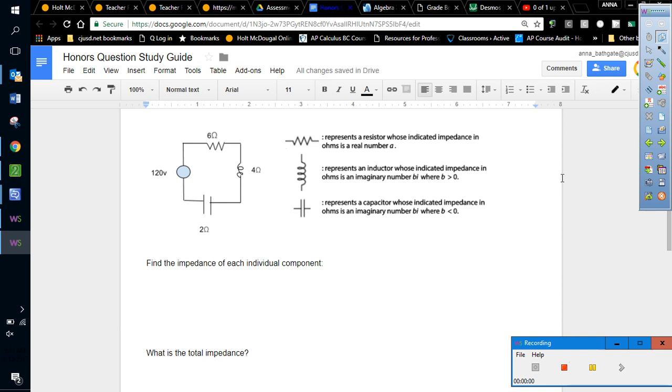Today we're going to be going through the honors question for the study guide, so honors Algebra 2 students only. Over here I have a diagram of a circuit.